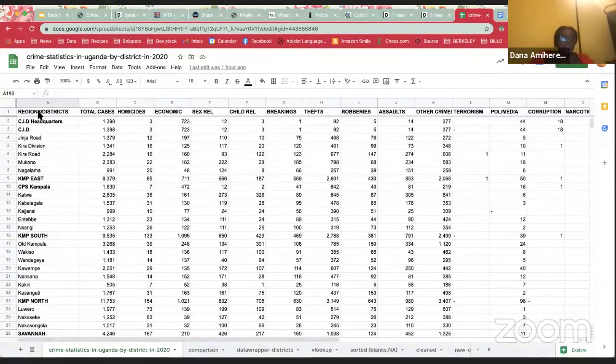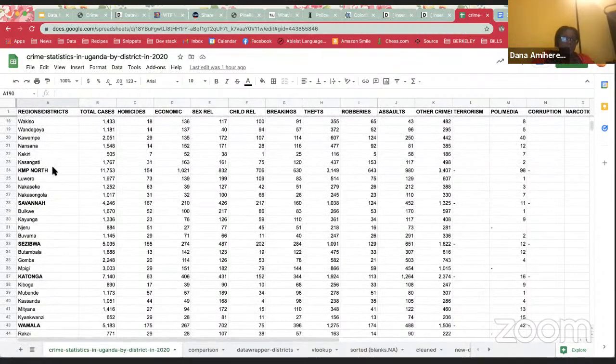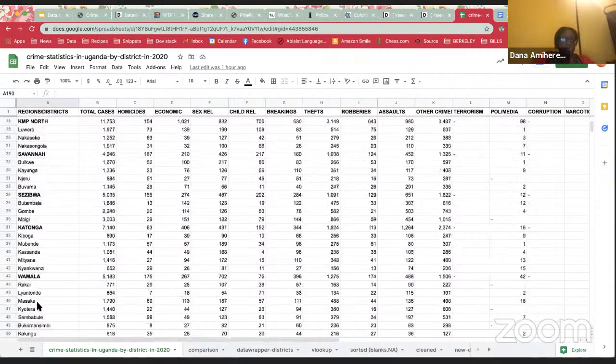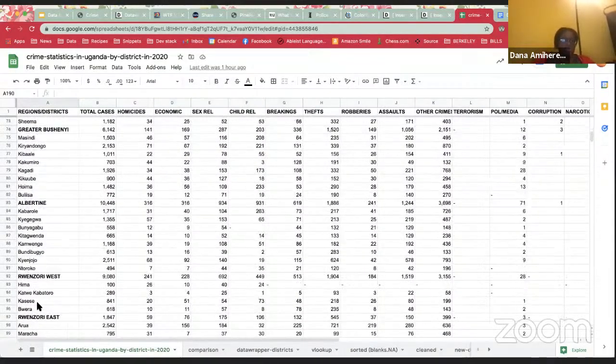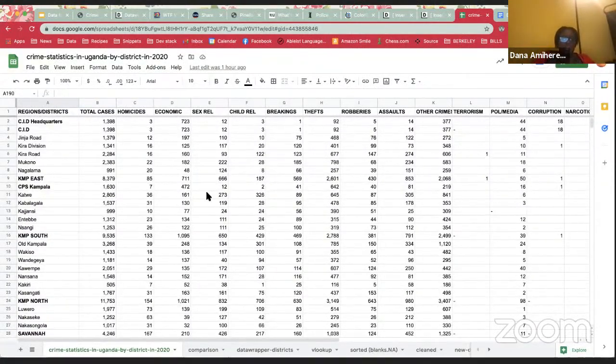So it gave me regions and districts. All I did was add bold to all the ones that were capitalized. I assumed that all the ones that were capitalized are the regions, and then everything that was not capitalized were districts. And when I started looking them up, that seemed to be true. So I just went with that. Okay. And then I have total cases, I have homicides. And then it got a little strange because there's no key. It doesn't tell me what these different categories are. So I am somewhat guessing.